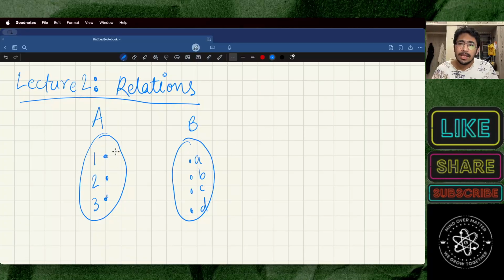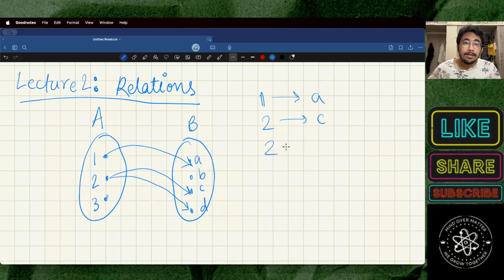Suppose 1 is related to a, and suppose 2 is related to c. It is also possible that 2 is related to d also. How will I write these types of things mathematically? I can write that 1 is related to a, 2 is related to c, 2 is related to d, or you can use a different notation, like 1a, 2c, 2d, whatever you like.